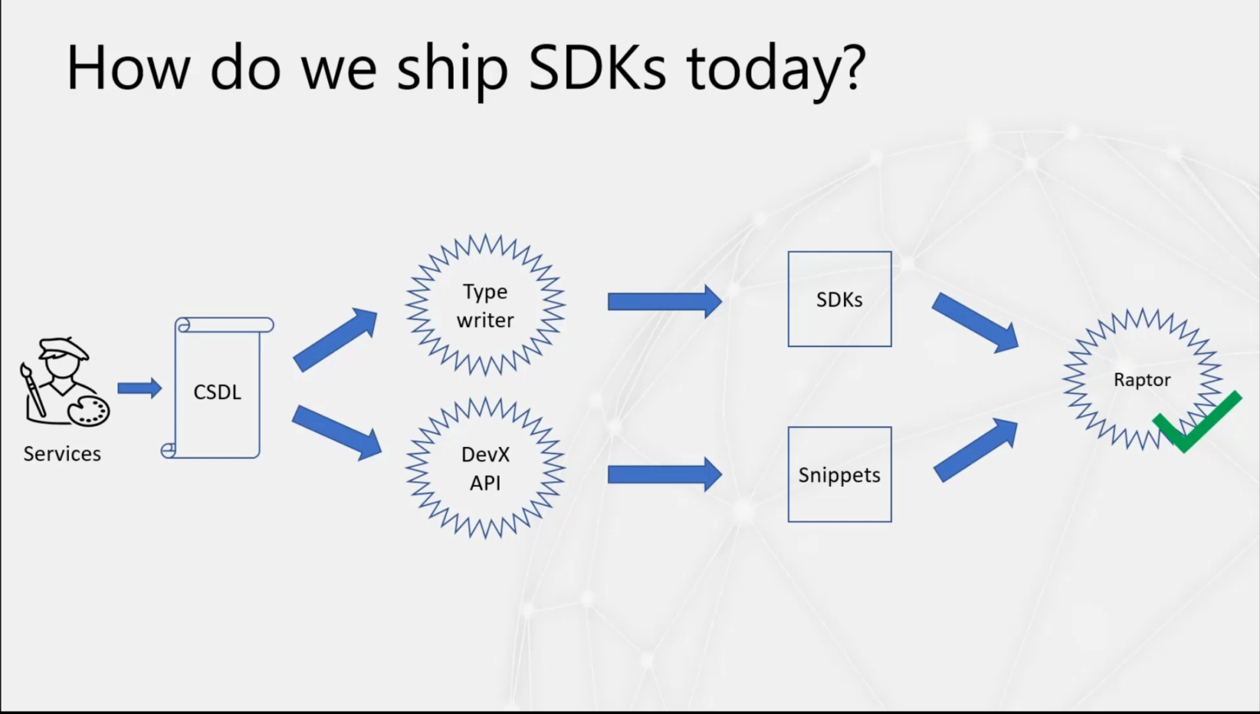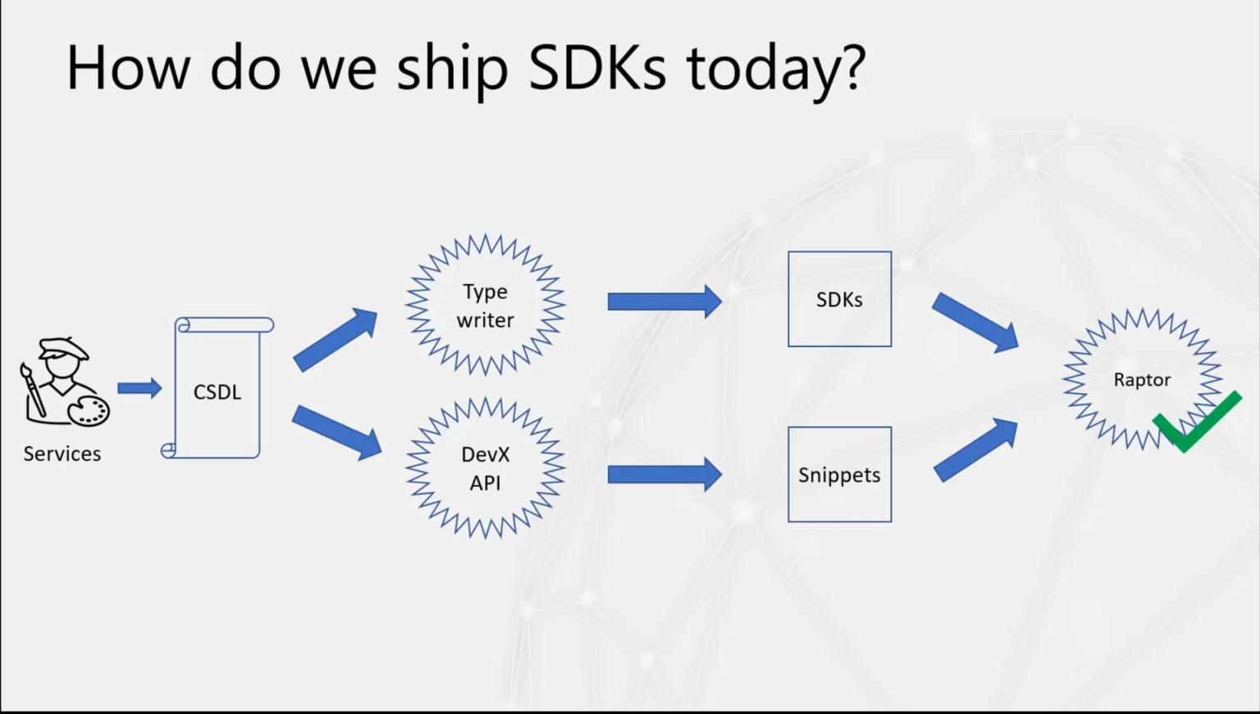But of course, we want to make sure those SDKs are up to standards and good quality. So we have a second tool called the DevX API that generates the snippets in the documentation. It also generates the code snippets when you use Graph Explorer. This is how you get from an HTTP request on Microsoft Graph to a code sample, a code snippet in .NET, Java, or any other language. So we use that second tool and the CSDL again to generate the different snippets in the documentation.